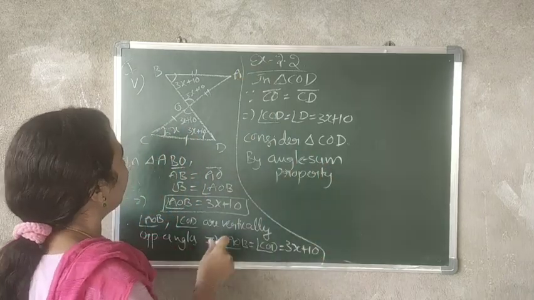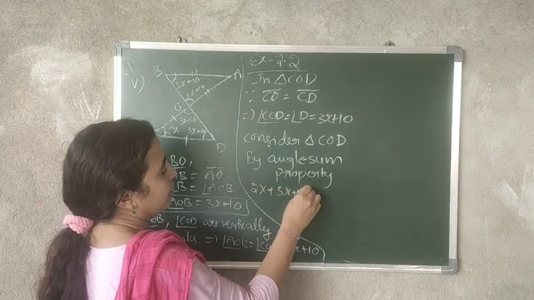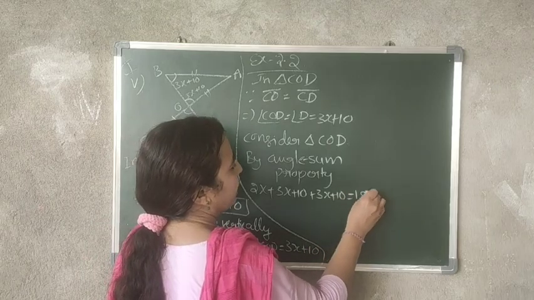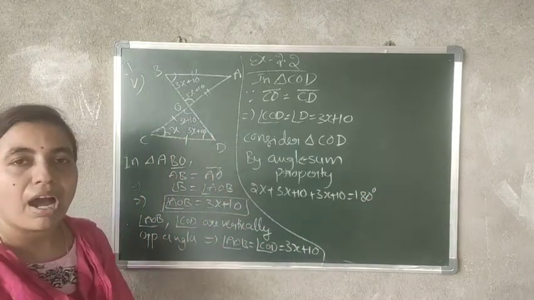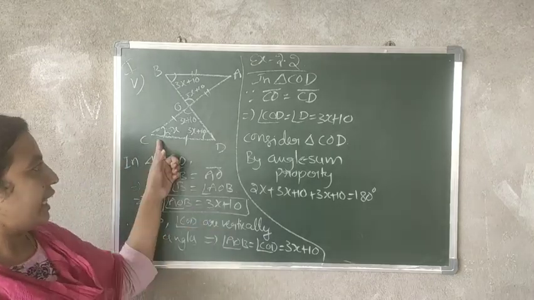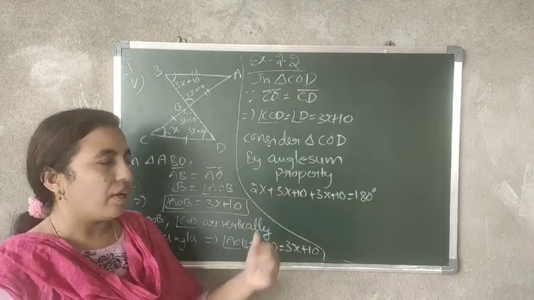By angle sum property, 2x plus 3x plus 10 plus 3x plus 10 is equal to 180 degrees. Angle sum property means the sum of all the three angles is equal to 180 degrees. What are the three angles? 2x, 3x plus 10 and 3x plus 10. So, add all those three.